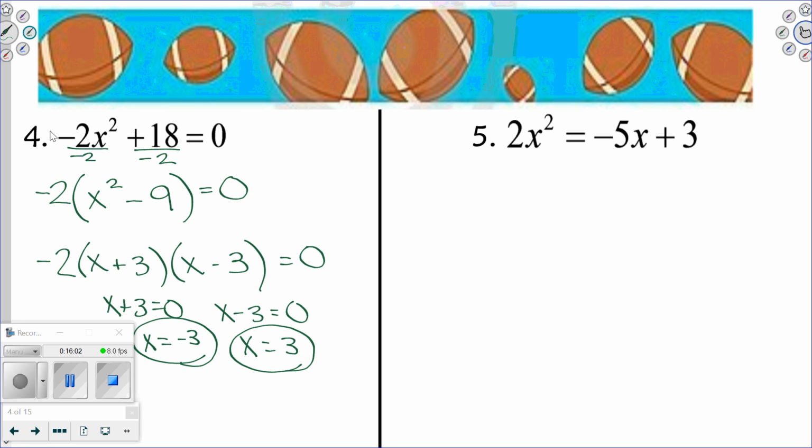All right, number 5. What do you do with that? Okay, should I move the 2x squared over, or should I move the 5x and the 3?